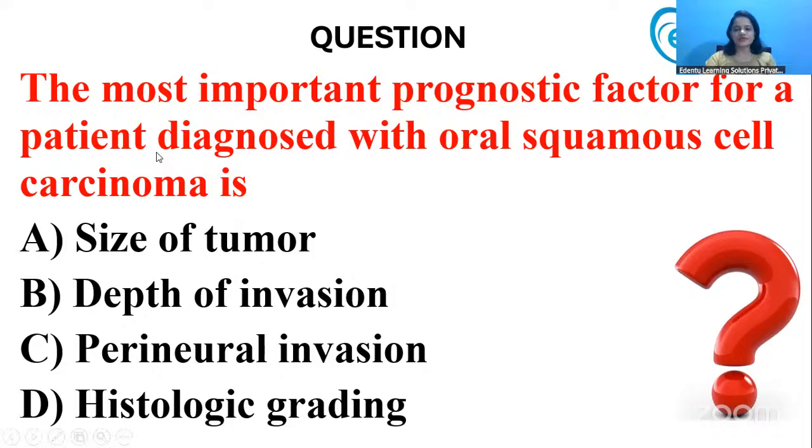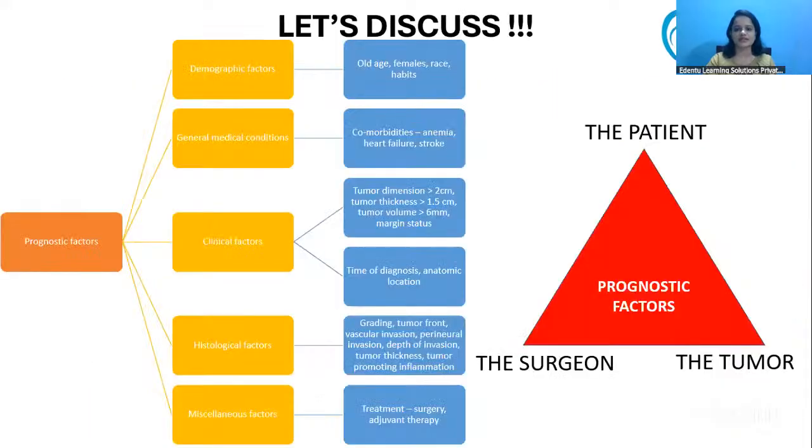So what do you think is the most important prognostic factor, or what do we mean by prognostic factors? Prognostic factors are factors which determine the course or the outcome of the disease. Such factors are called prognostic factors. Let's have a look at what the prognostic factors for oral squamous cell carcinoma are.